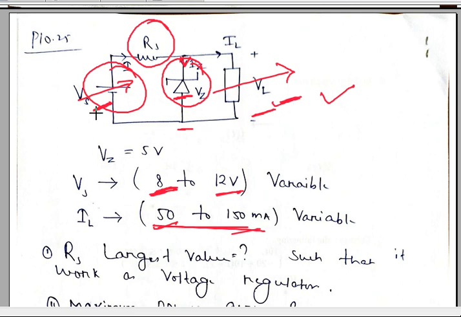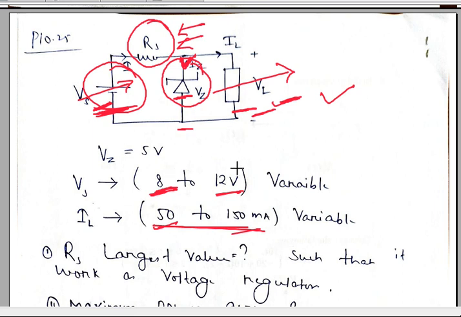Another worst case could be when the source voltage is minimum, the load is demanding maximum current. So in these worst cases, we have to write down the equation and find out the value of RS, taking into account that the current across the Zener diode should be more than its minimum value. Then we can easily solve and find out the value of RS.